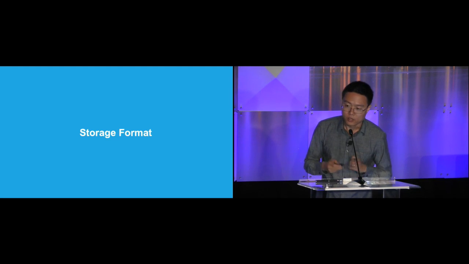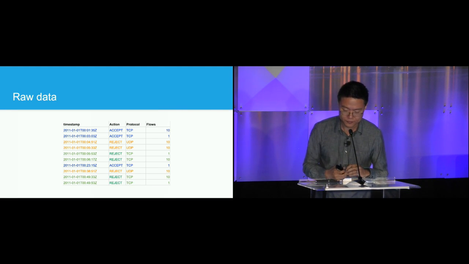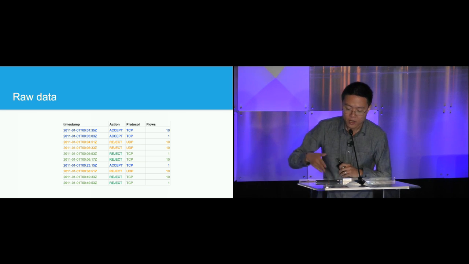So how does Druid store data? Let's look at some raw data right now. This might be just some raw flow data, so there's a timestamp of when the flow occurred, and then, just for simplicity's sake, there's only 2 dimensions. There's an action, which is whether the traffic was accepted or rejected, and the protocol of the flow, and then just a count of flows for a particular period in time.